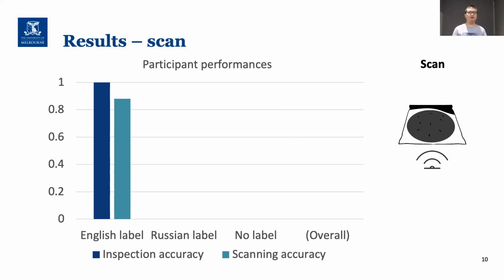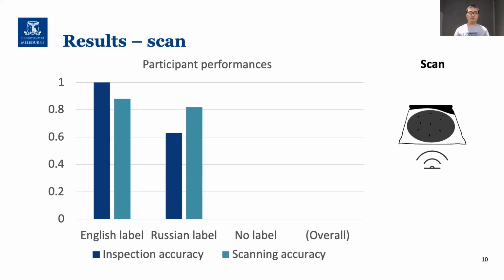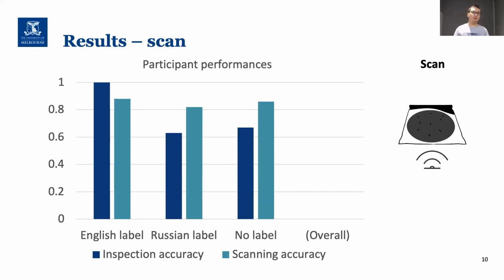Here are the results, the accuracy for these 2 steps. English label condition, no surprise, no one made a mistake on reading the labels. But the scanner here is not perfect because the technology is still under development. However, for the Russian label condition and no label condition, the participants had much lower accuracy compared to the English label condition, which means it was a challenge for the participants. However, for the scanner, the accuracy is much higher than the inspection accuracy, which means it can potentially help participants make a better decision if they trust it.